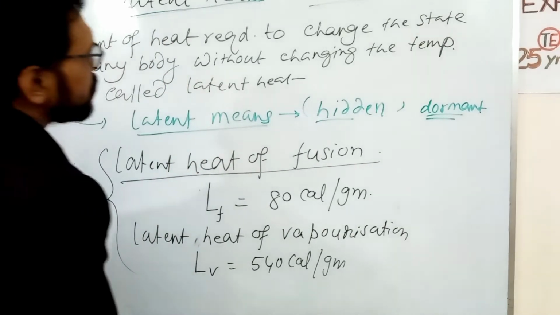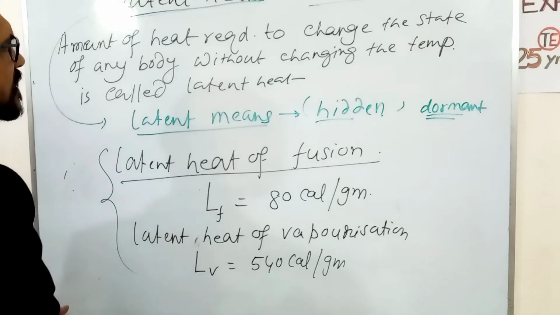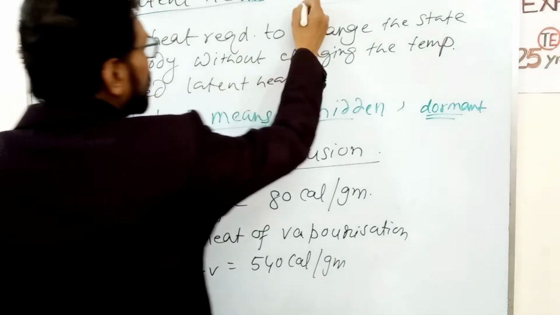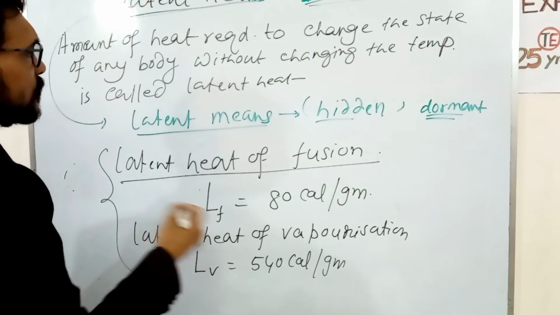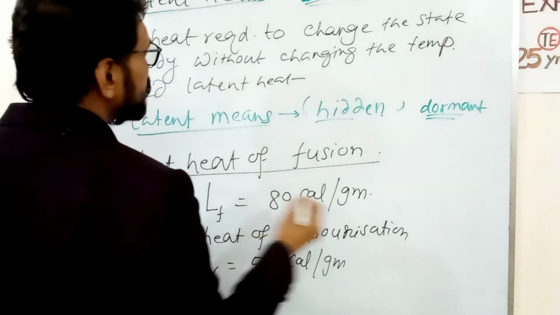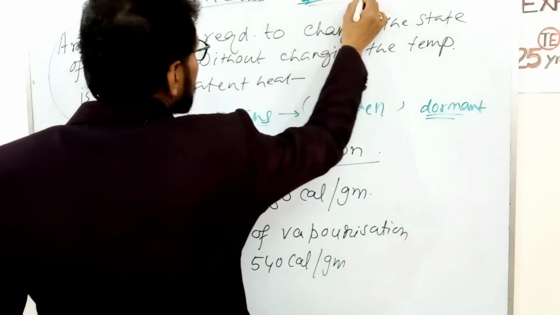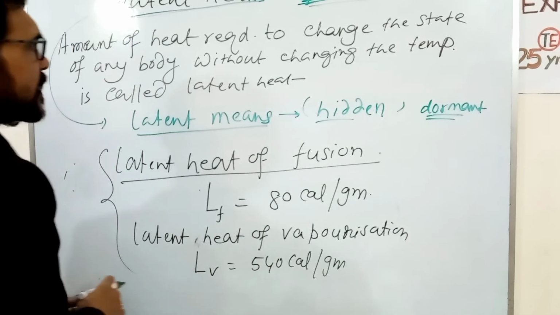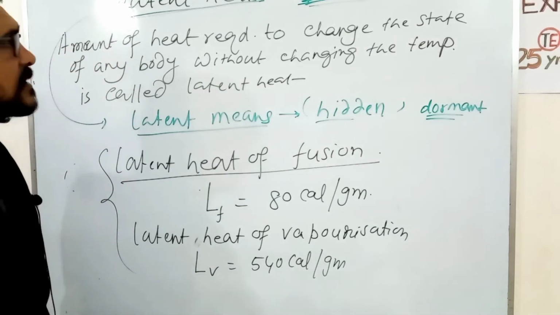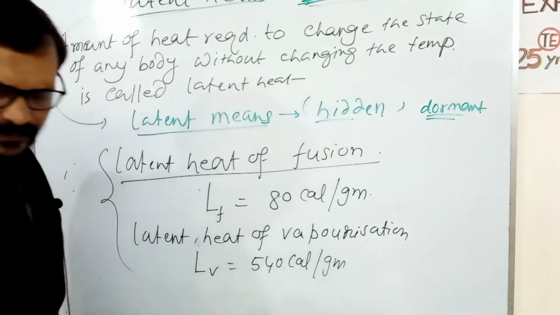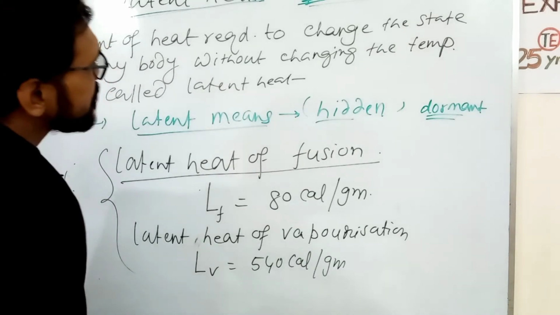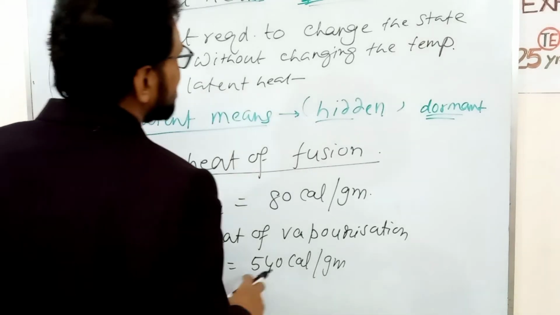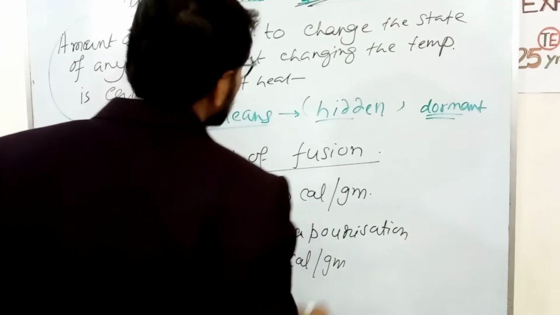And phase change: phase means the state of the body, that is solid, liquid and gas. We know there are three phases. When it is converted from solid to liquid, we call that a phase change, and when it is converted from liquid to steam, we also call that a phase change. So phase change means when the body transforms from solid state to liquid state and liquid state to gas state.